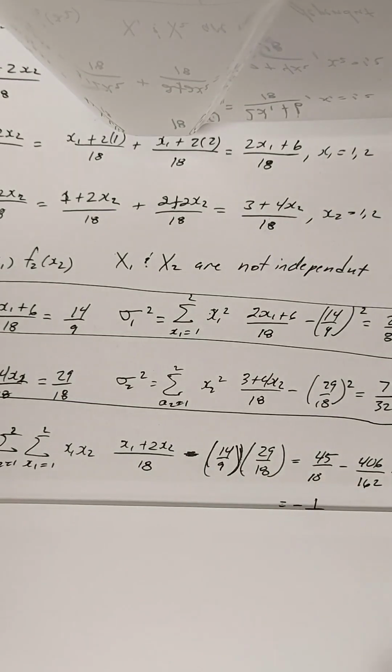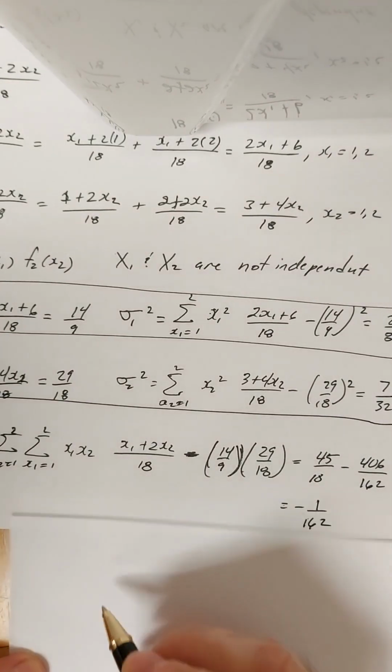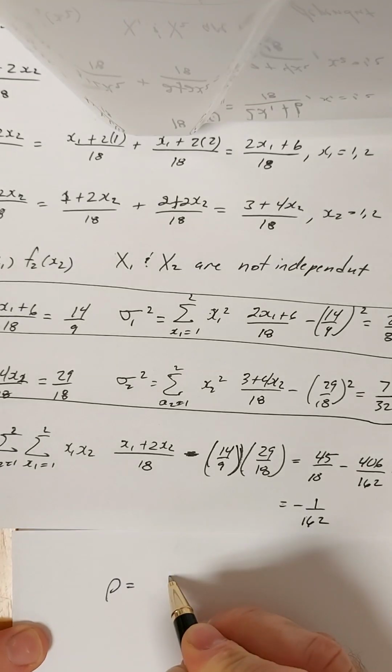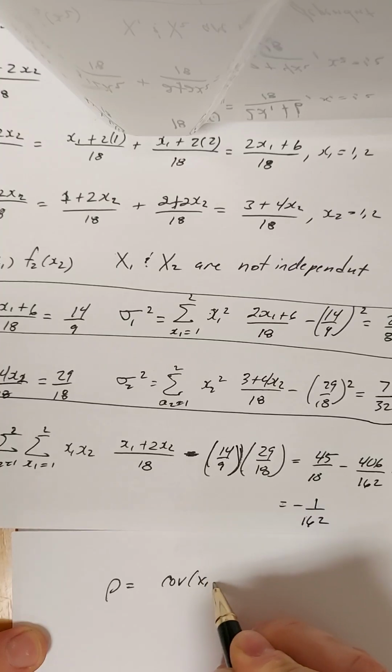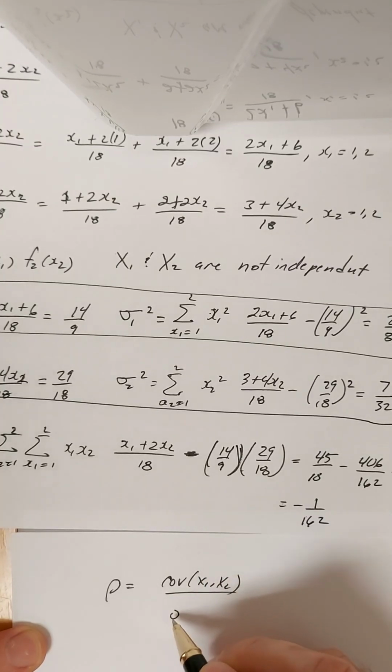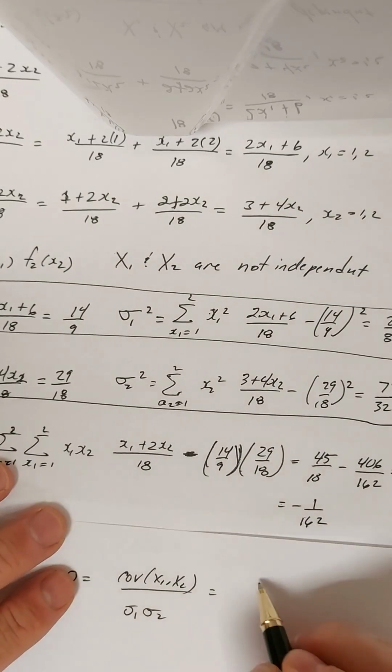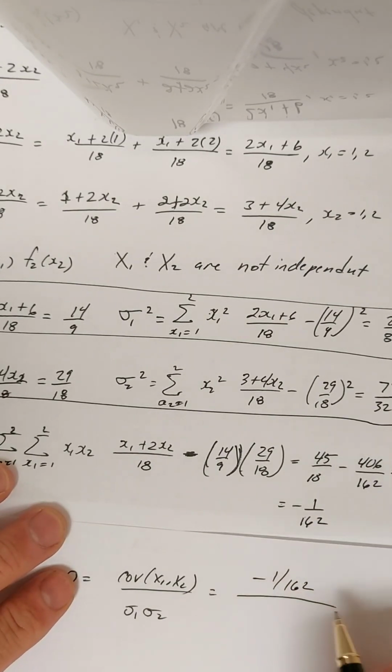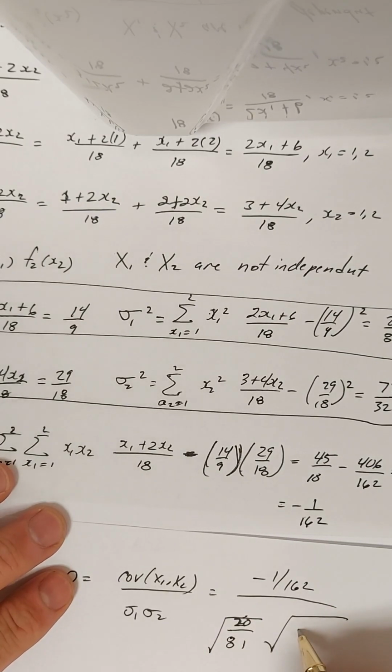So we're going to have here that rho is equal to the covariance of x1, x2 over sigma 1 and sigma 2. So this is going to equal negative 1 over 162 over, was it 20 over 81, square root, and then the square root of 77 over 324.